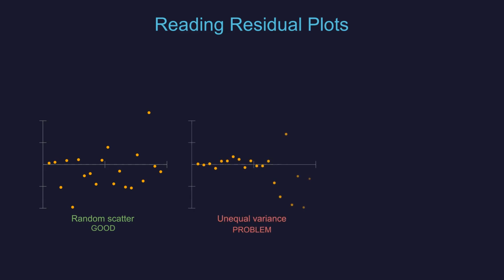A funnel shape, where the spread increases with x, signals unequal variance, a violation of the homoscedasticity condition. And a curved pattern means the relationship is not linear. We might need a different model.